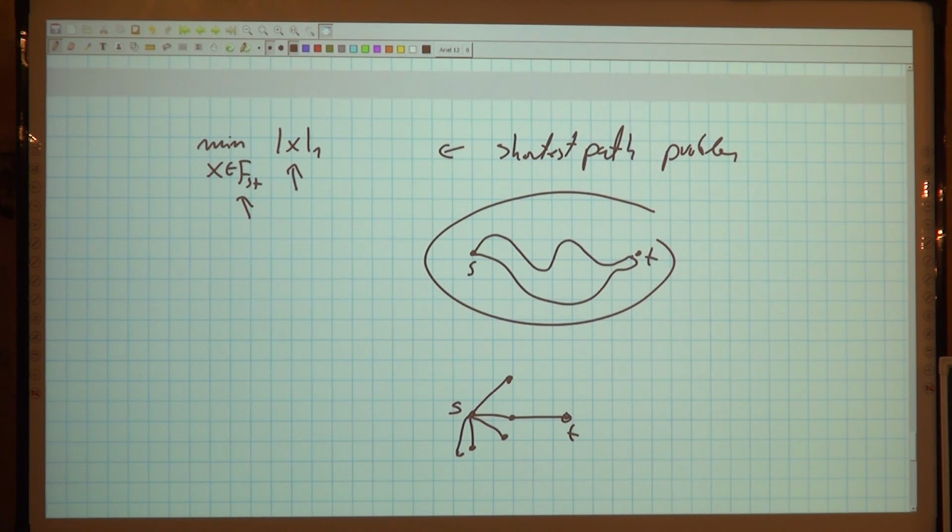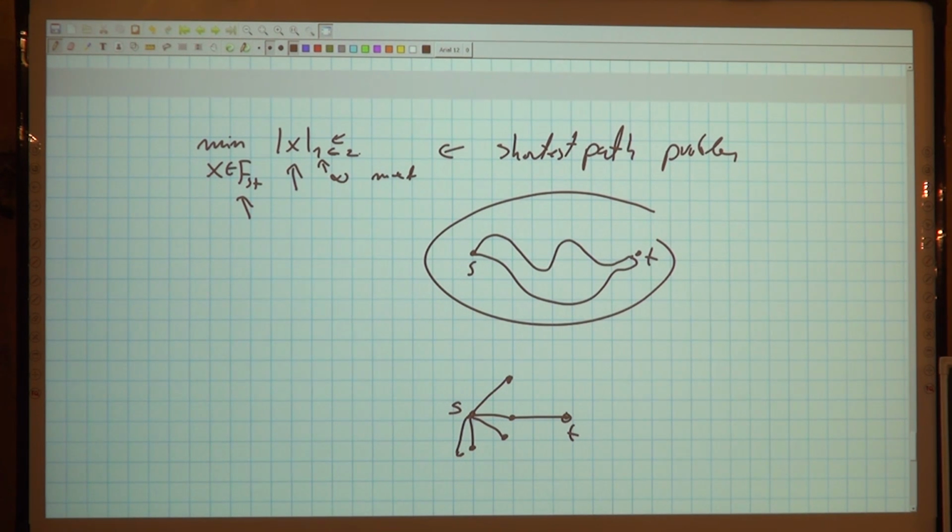But the point that I want to make is that if you put infinity here, you have max flow. If you put 1 here, you have shortest path. If you put 2 here, you have electrical flows. So there is actually one very nice formulation that gives you all these problems as you vary the norm that you are using.